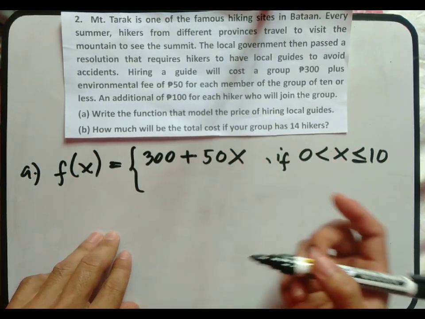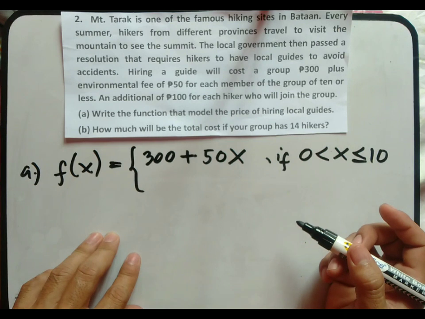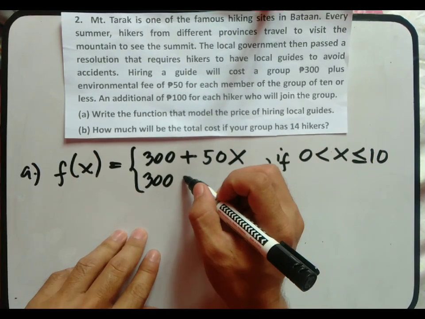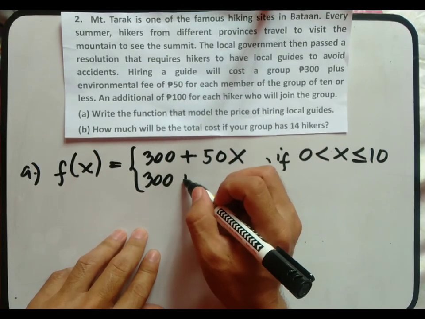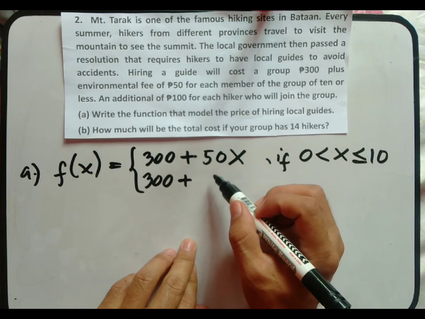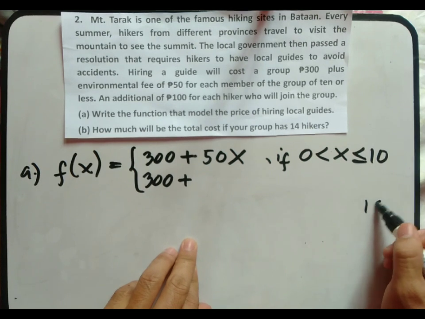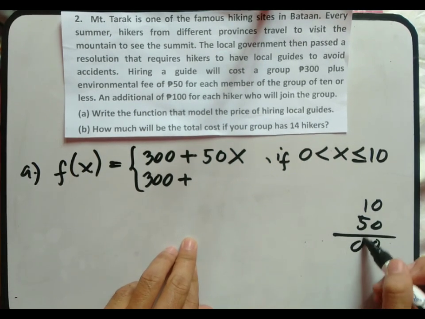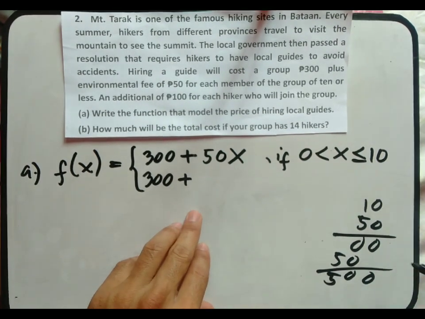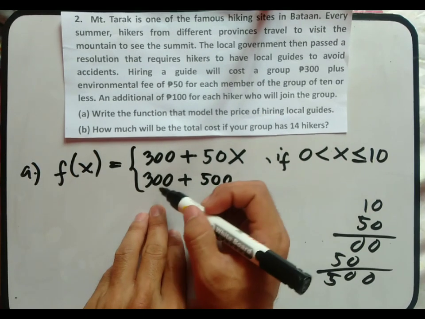And then, an additional of 100 pesos for each hiker who will join the group. Okay? So, we have 300 for the guide, then plus, for example, kasi yung maximum is 10. So, 10 times 50. So, we have 500. Okay, kapag 10 kayo, magbabayad kayo ng 500 pesos. Okay, and then plus yung guide na yon.